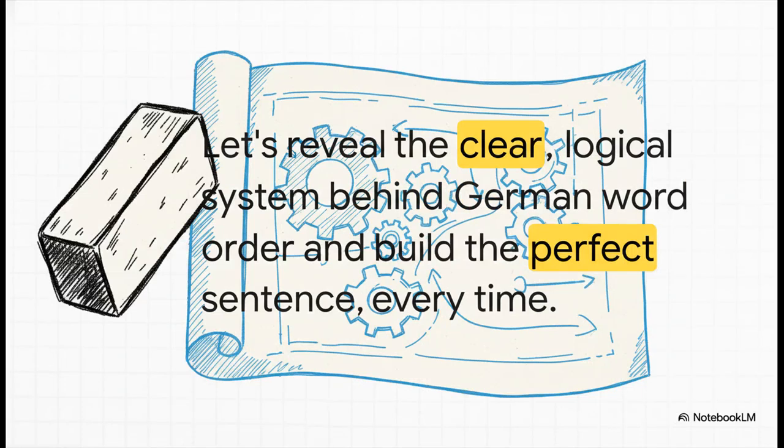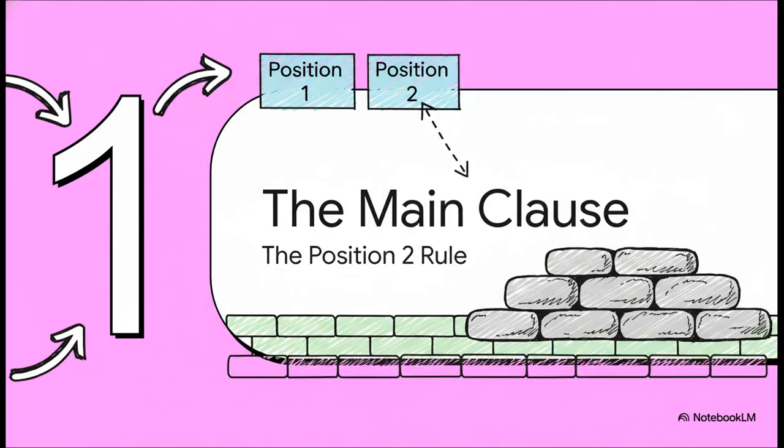We are going to uncover the elegant logic behind German word order, and I'm going to give you a complete blueprint so you can build your sentences with total confidence from now on. Okay, first things first. Let's quickly talk about where that position 2 rule is king, and that's in the main clause, or the Hauptsatz. This really is the bedrock of most German sentences you'll make.